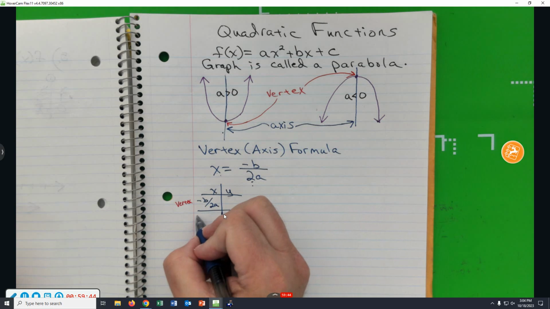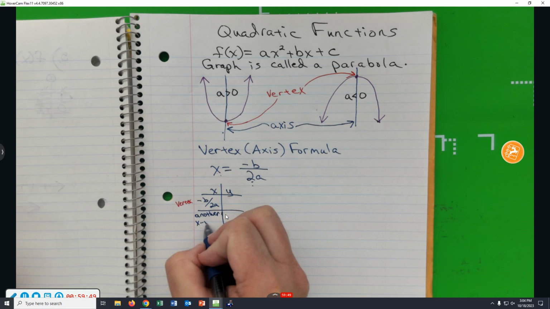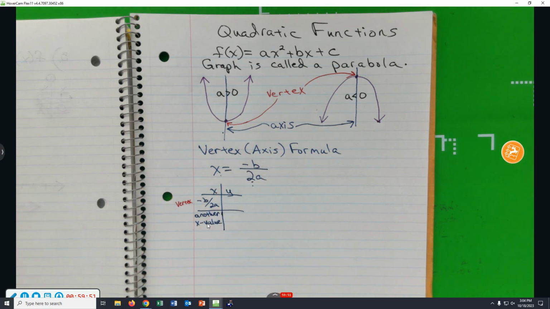I'll say another x value. Just choose any other number, but usually close to the number you've already found. But you'll see we're going to be operating with that graphing tool. Sometimes the little grid will just go 10 up and 10 down. If you plug in a number and you get a y value of 30, you can't plot it then. That's why we say the number you use needs to be close to the vertex. You'll see what I mean when we start using the graphing tool in a moment.